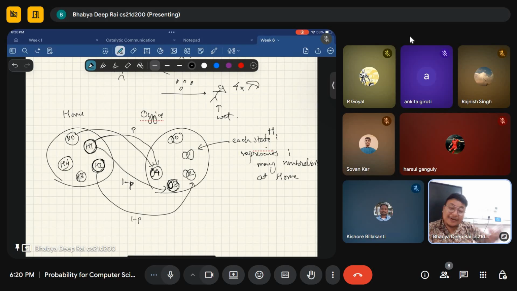But if it rains, what state am I going to go to? If it rains and I need to go to the office, I need to take an umbrella. O3. Yes, O3. With what probability? P probability, because with P probability it rains, right?